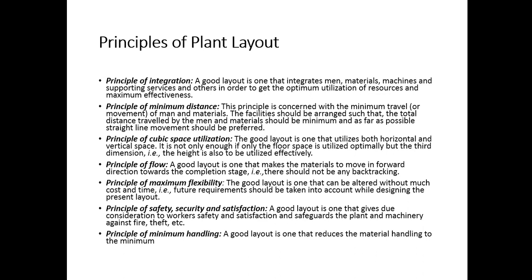The last point is the principle of minimum handling. A good layout is one that reduces material handling to the minimum. Material handling applies to raw material as well as processed material, which has to be moved from one place to another, from one process to another. For example, after doing a welding process, the piece needs to be cooled. After welding, we pick the welded piece and go to some other place for cooling. There is a need for material handling devices and it is a time-consuming process. So these should be minimized. These are the basic principles of a plant layout.